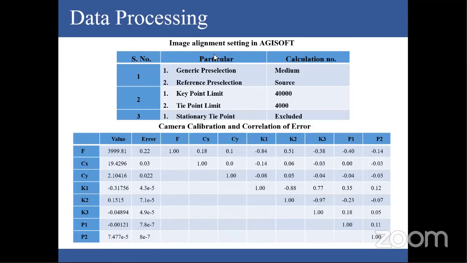After this, data processing was done in Agisoft, using the generic pre-selection method. It's a medium reference pre-selection with the source. Key point limit is 40,000, tie point limit is 4,000, and stationary tie points are excluded. We get the camera calibration in Agisoft.